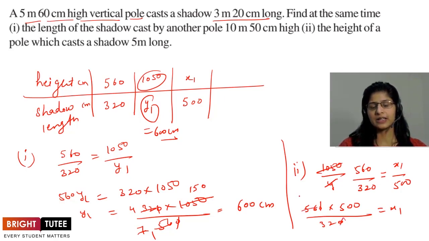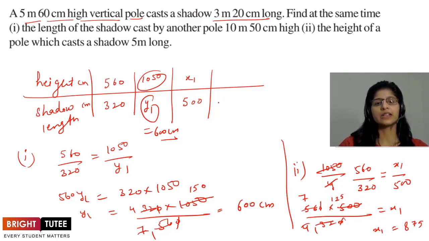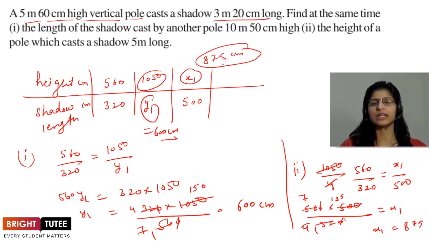Cancelling it, 8 sevens are 56, 8 fours are 32, and then we have 500. Let us cancel it. 4 ones are 4, 4 ones are 4, 4 twos are 8, 4 fives are 20. So x1 is equal to 7 fives are 35, carry is 3, 7 twos are 14, 14 and 3 is 17, again carry is 1, 7 ones are 7 and 8. Okay, so what is the height? 875 centimeter. This would be the height of the pole that will cast a shadow of 500 centimeters. Okay, I hope this is clear and this makes sense to you.